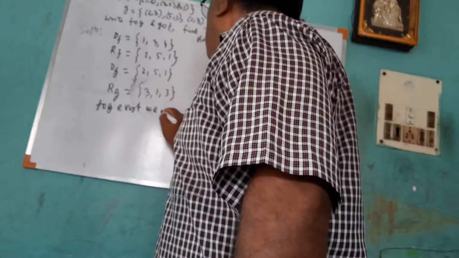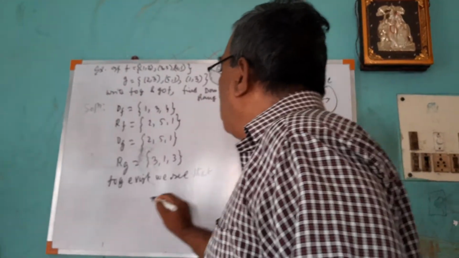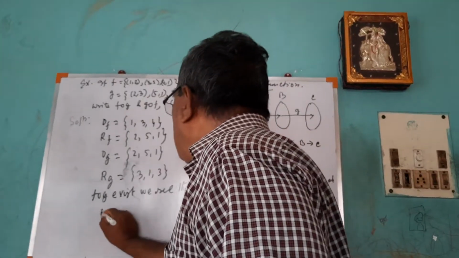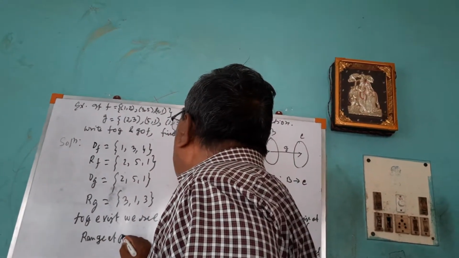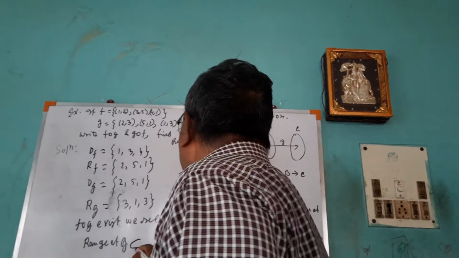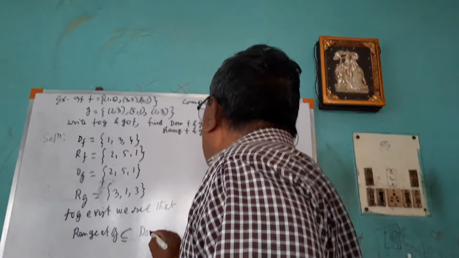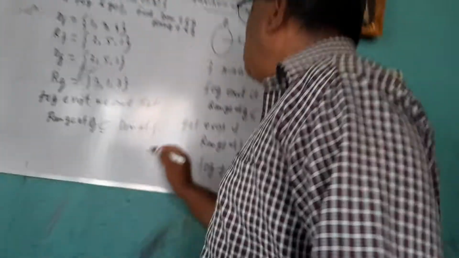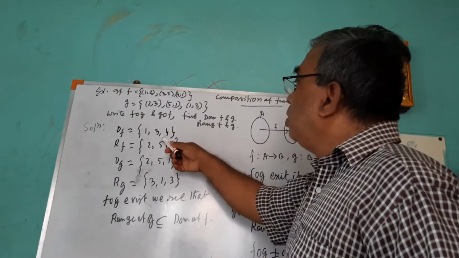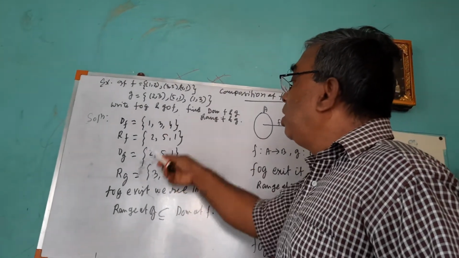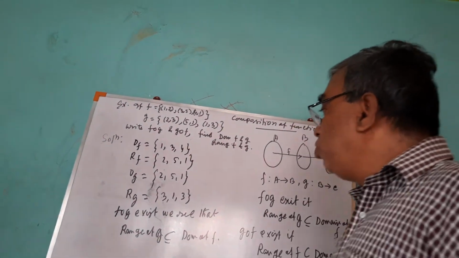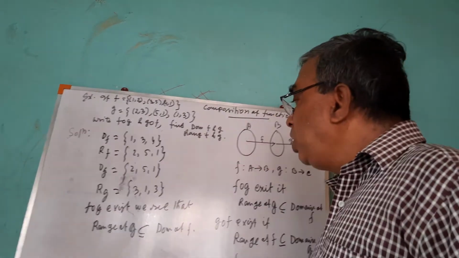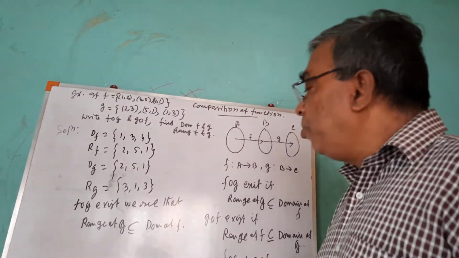We see that range of G is a subset of domain of F. You see, this 3, 1, 3 is contained in this. So range of G is a subset of domain of F. So we can say F O G exists. So now we can find F O G.